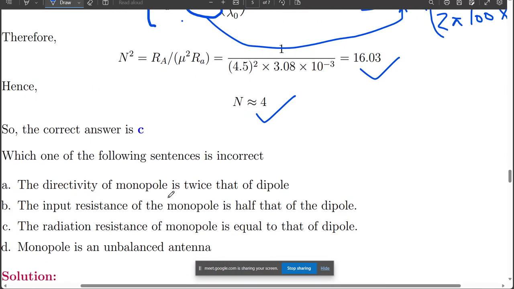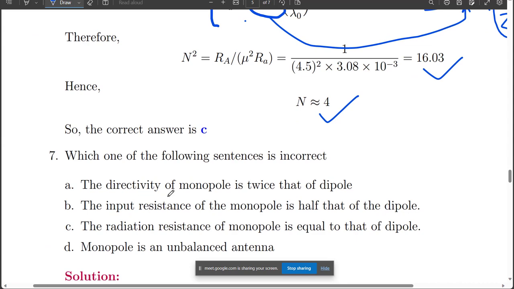The next question is, which one of the following sentences is incorrect? Read the question properly. Here it is said, which of the following sentences is incorrect. The first option is, the directivity of a monopole is twice that of a dipole. Can someone tell me if it is a correct or incorrect statement?